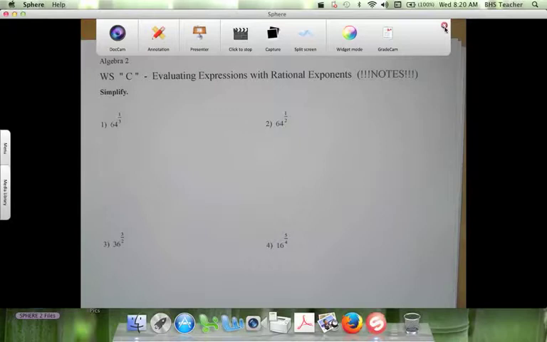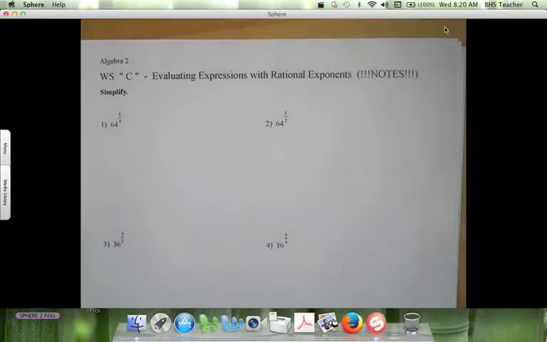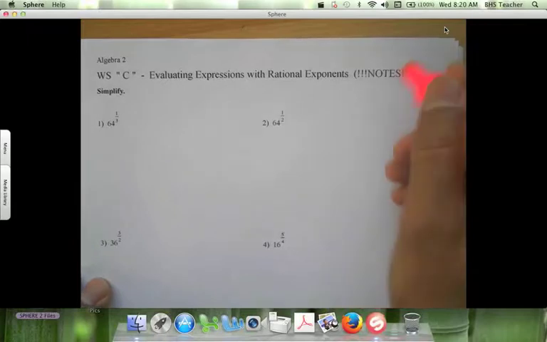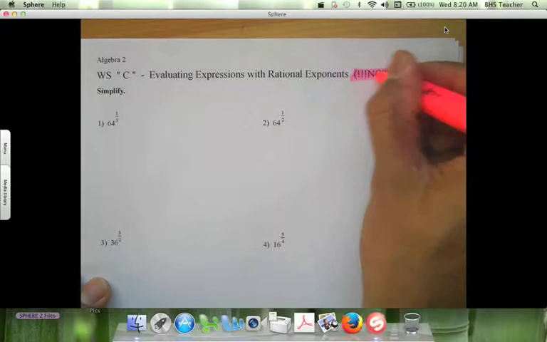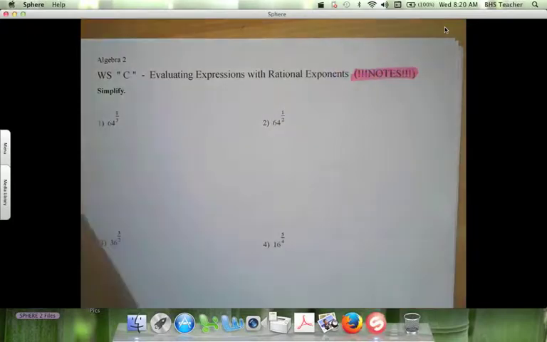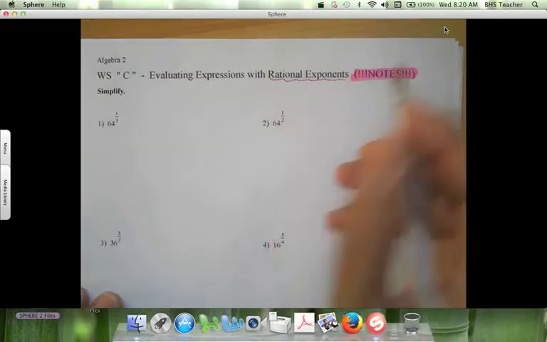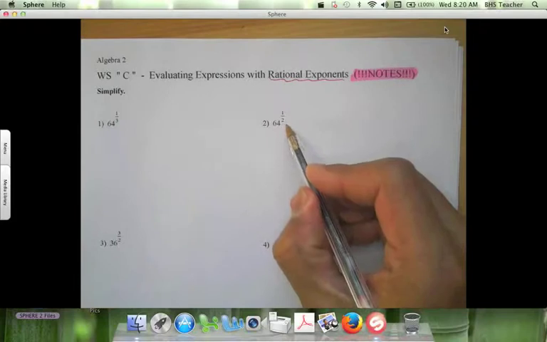Okay, here are the notes for today. We are continuing to work with rational exponents. Rational exponents are exponents that are not whole numbers. When you have a fraction, it's a rational exponent.